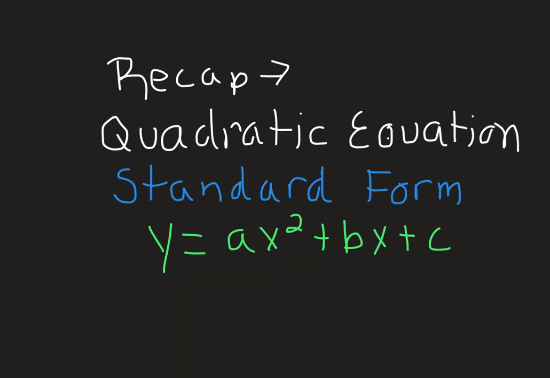To recap, a quadratic equation in standard form is ax squared plus bx plus c. Understanding the roles of A, B, and C helps you graph it, interpret its shape, and apply it to real life. Next time you see a quadratic equation, you'll know exactly what's going on.